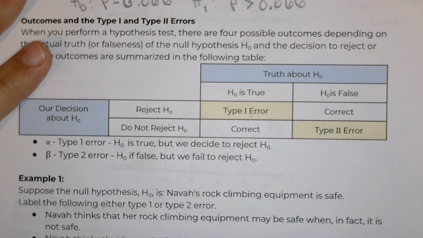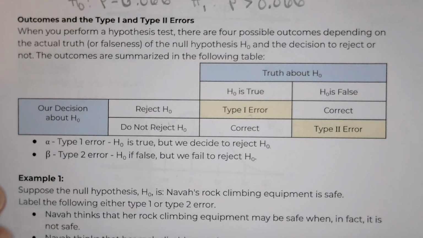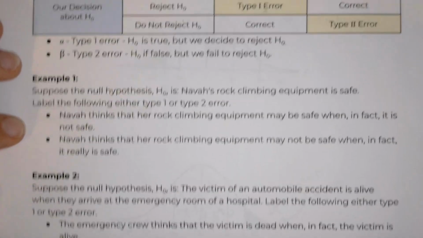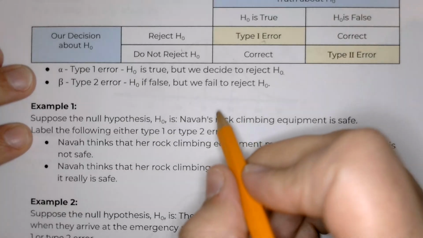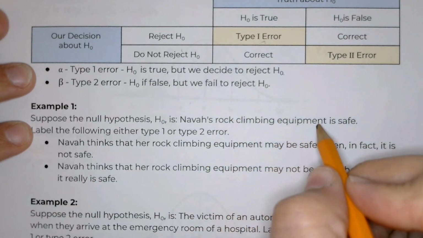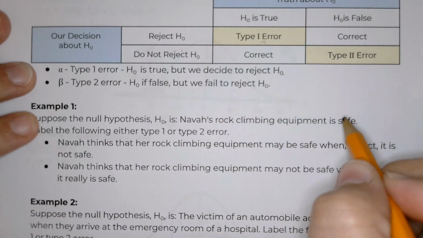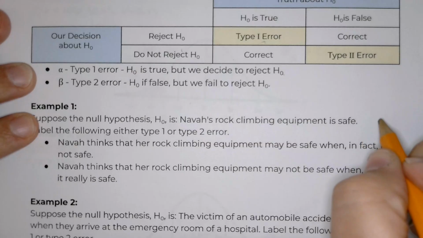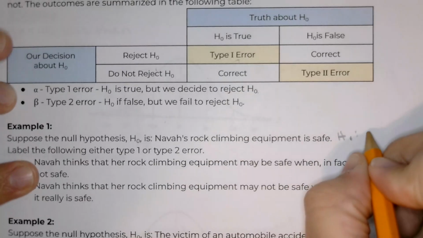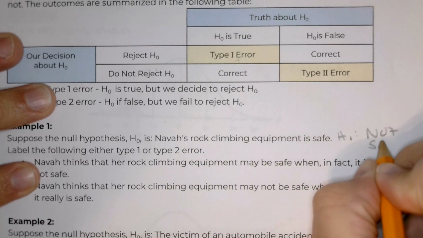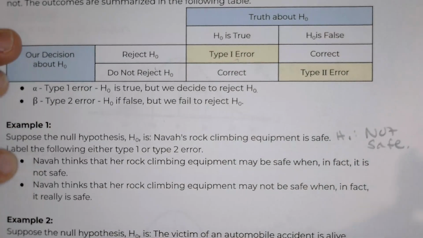So we're going to go through these problems and we're just going to read through what happened and we'll see if we can find the type of error. Suppose the null hypothesis is that Nevaeh's rock climbing equipment is safe. Okay, so we're saying that it's safe. That means the alternative hypothesis would be that it's not safe. Okay, just to keep that in mind.